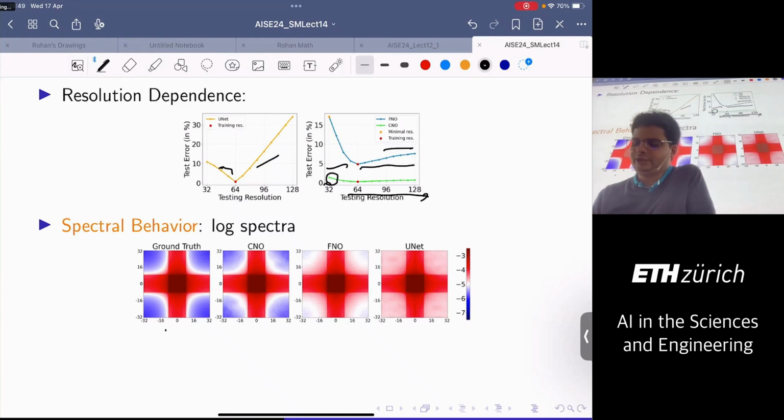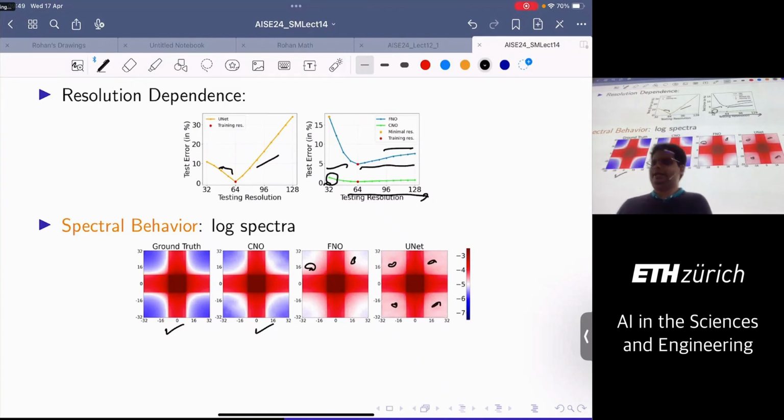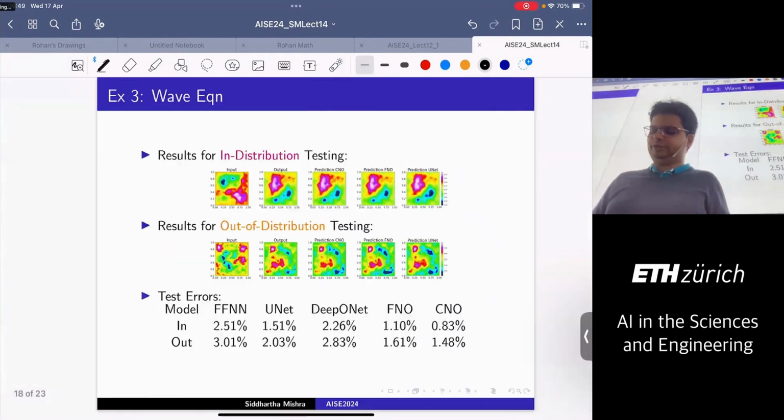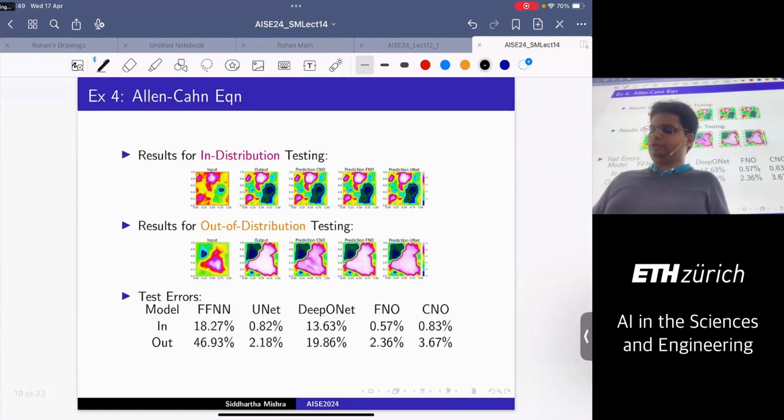So here is the spectrogram for the ground truth. For CNO, it's almost an exact match. FNO has all these high frequencies where there shouldn't be, as does UNet, right? So this problem shows that aliasing is a real concern. If you have aliasing, then you end up with these kind of artifacts, right? And then I have many examples. I don't want to give all of them because there is no time. Maybe I focus on a couple.